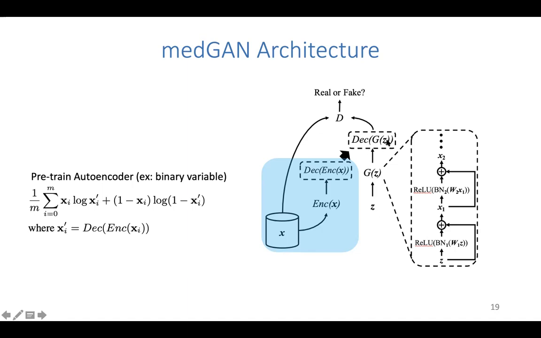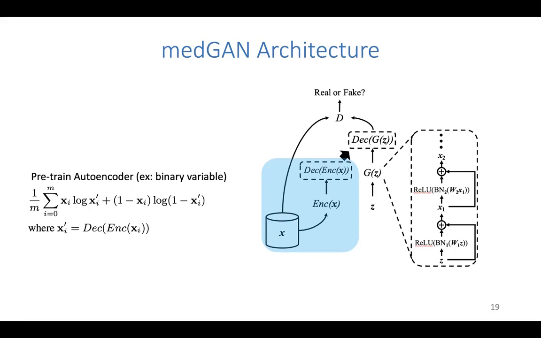And then if you forget about the dotted box here, the generated sample from G will just go into D, the discriminator, and the discriminator, accepting either the real data from X or the fake data from G, will have to decide whether the given sample is real or fake. So that much is exactly the same.